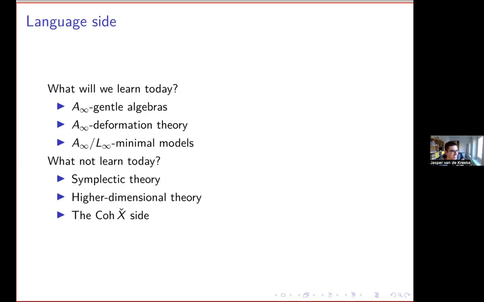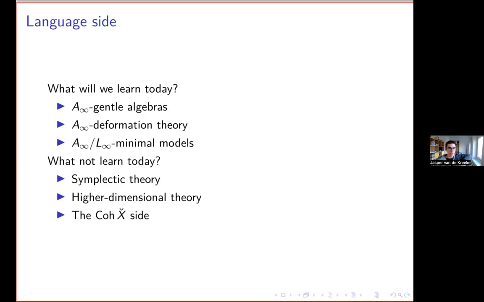Okay, so what are we not going to learn today? As I said, we're not going to dive into any symplectic theory. We are instead in the punctured surface case. So this is completely algebraic. You don't need the symplectic volume form at all. You will not see any higher dimensional theory.